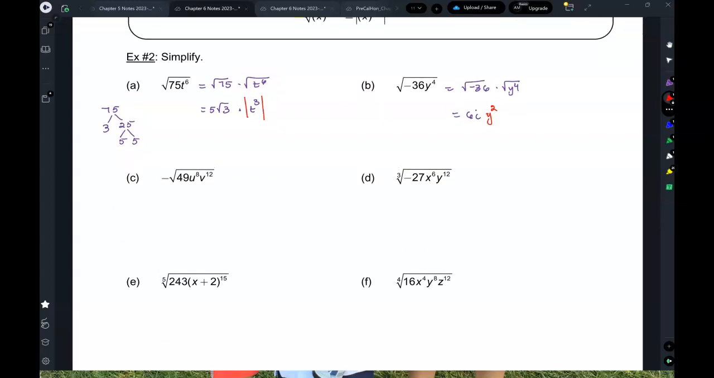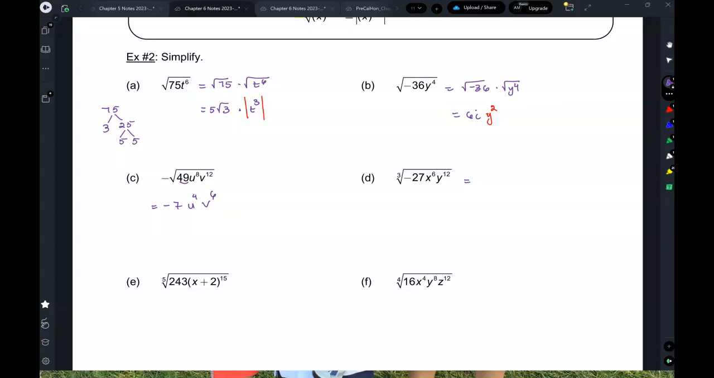Okay? Let's take a look at this next one. I have a negative outside. What happens to the root 49? 7. How about the u? 4. And the v? 6. All good. We're done. Let's take a look at the next one.